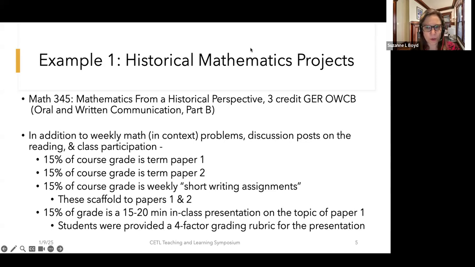And then also they have to pick, well, in the history class it's paper 1, in the honors class it's either one, right? So they have to give a significant presentation in class, like 20 minutes and with slides, on the topic of one of their papers. So they have to do both an oral and written demonstration of competence regarding one of these larger projects. So that's just a quick overview.